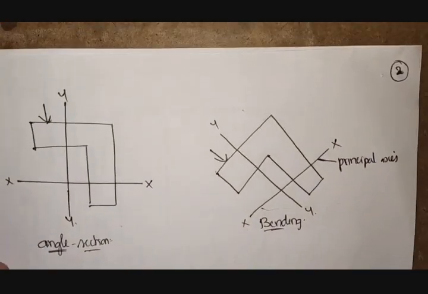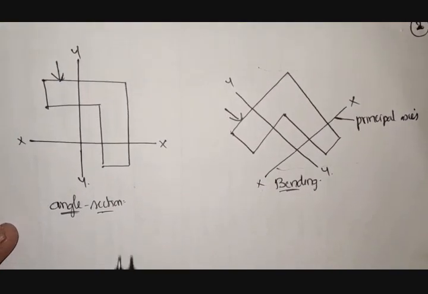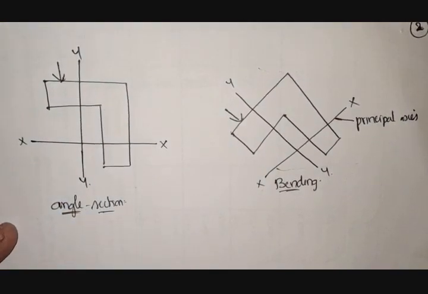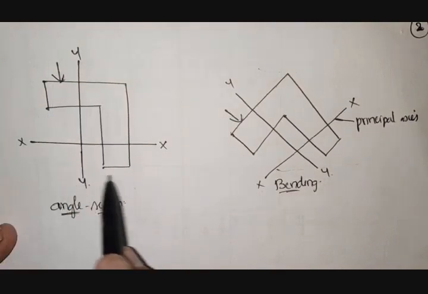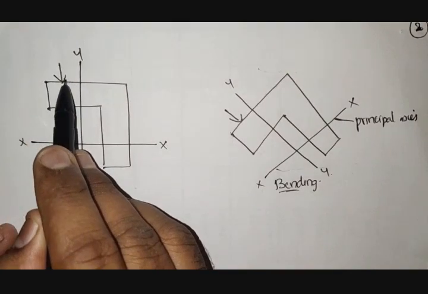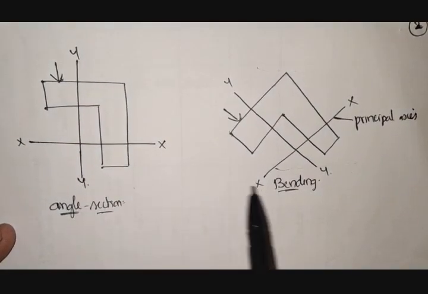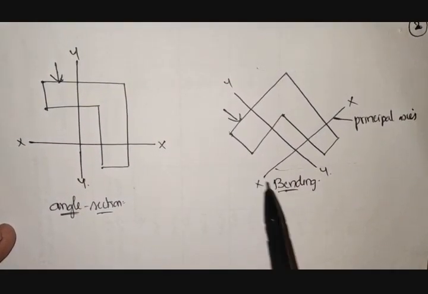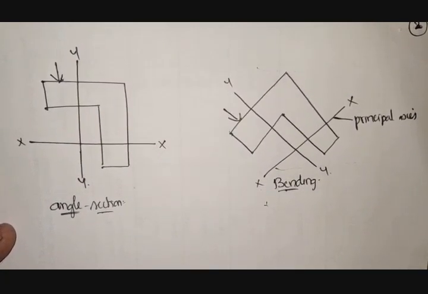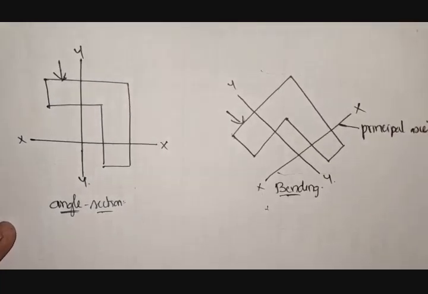This is another example for unsymmetrical bending, ma'am. This is an angle section, Indian Standard angle section. In this section also, when the load is applied here, this section is going to bend like this. So this is also considered an unsymmetrical section. Now we will see the unsymmetrical bending derivation.